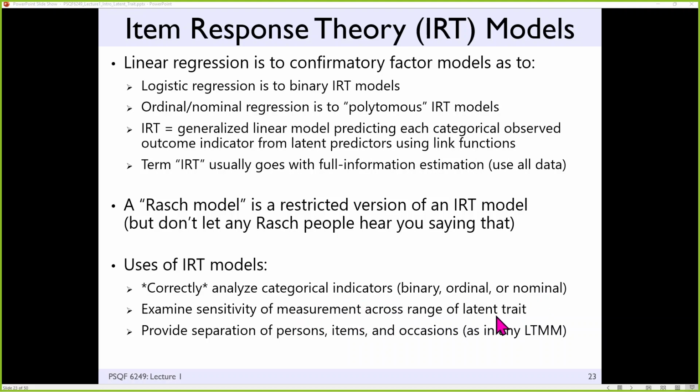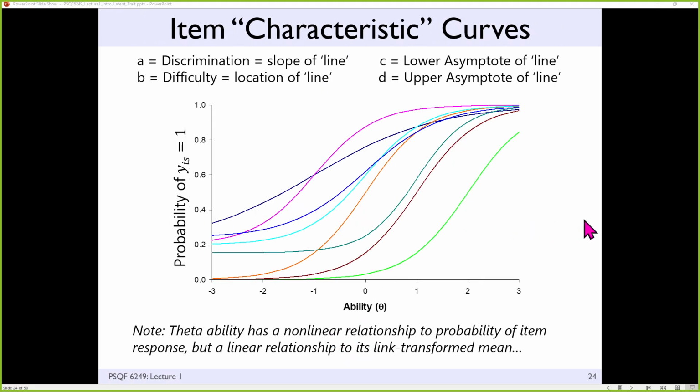Another feature is sensitivity of measurement across the latent trait. This is the idea of an item being not necessarily good for everyone, but good only in a certain range. And it provides separation of persons and items, as in CFA, because there's a separate trait and not just the sum. So let me show you some pictures.